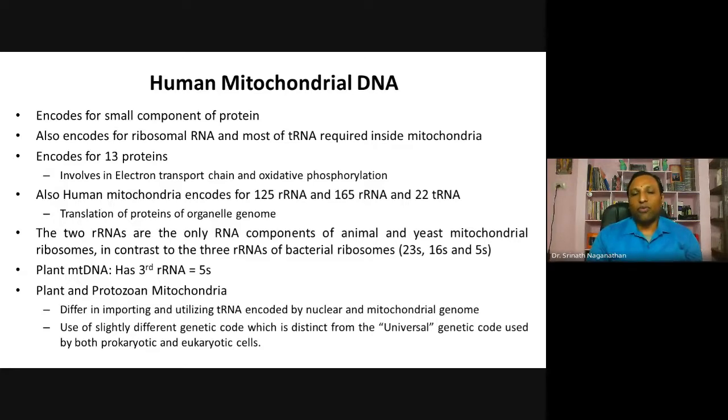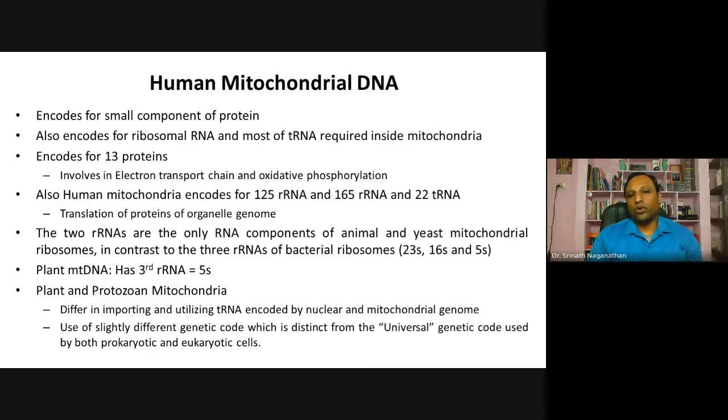Translation of proteins of organelle genome. The 2 rRNAs are the only rRNA component of animal and yeast mitochondrial ribosomes, in contrast to the 3 rRNAs of bacterial ribosomes, which are 23S, 16S, and 5S. If you take the plant mitochondrial DNA, they have the third rRNA, that is 5S.